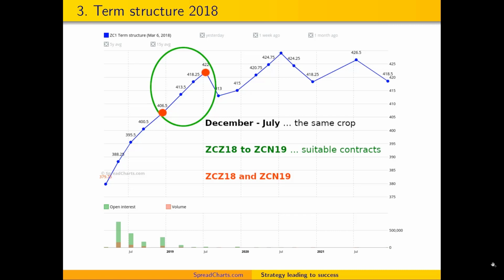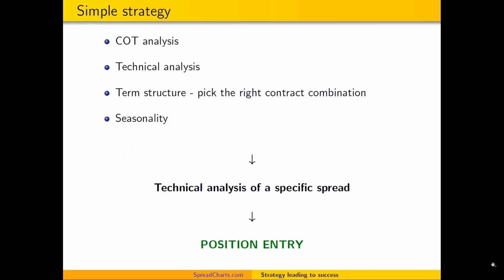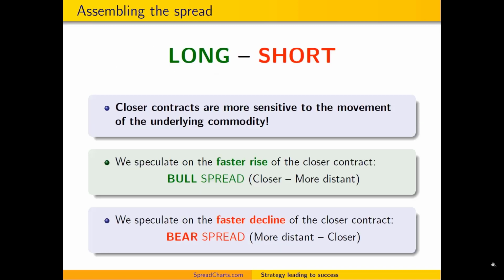If we go back to our strategy, we made it through the first, second, and third step: COT analysis, technical analysis, and term structure. But before we talk about seasonality, let's repeat what we know about assembling a spread from the previous lesson. The plus or minus sign determines which contract we buy or sell.